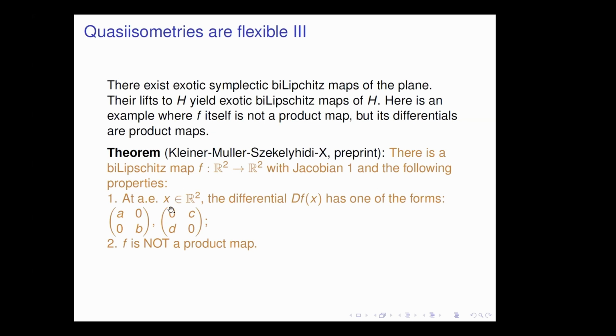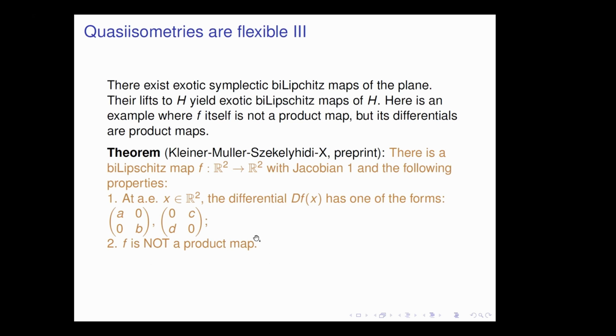So at each point x, the differential has one of the two forms. It's either diagonal, so that means the differential preserves the x direction and y direction, or the other form, like this. So that means the differential sends the x axis to the y axis and the y axis to the x axis, switching the x direction and the y direction. But the map F itself is not a product map.